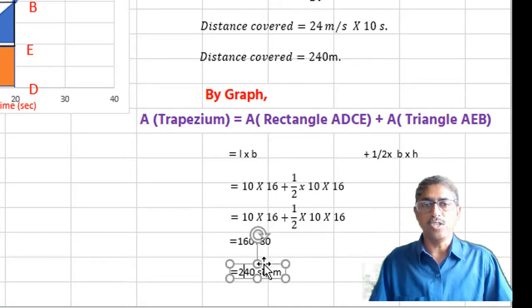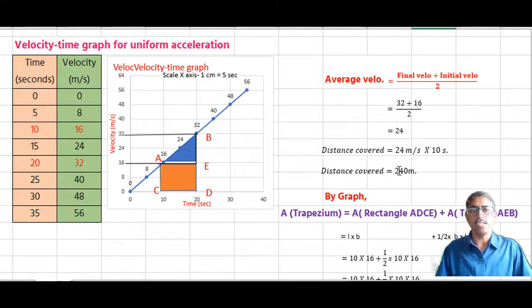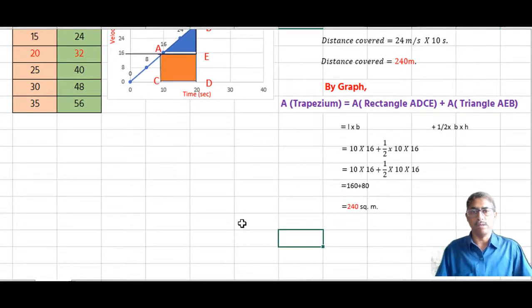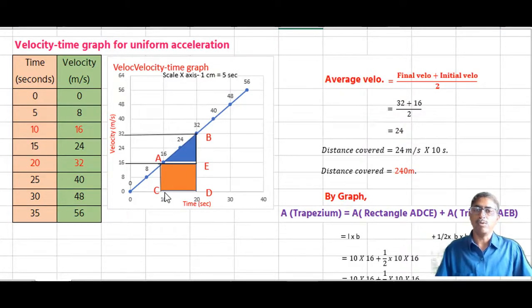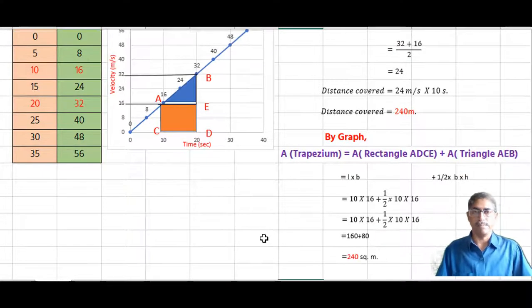See here, this is 240 square meter, and by calculation the distance covered by that train is 240 meter. Both are equal. That means by the graph we proved that the distance covered by that train from A to B is equal to the area on the graph, that is ABDC, the trapezium. Thank you.